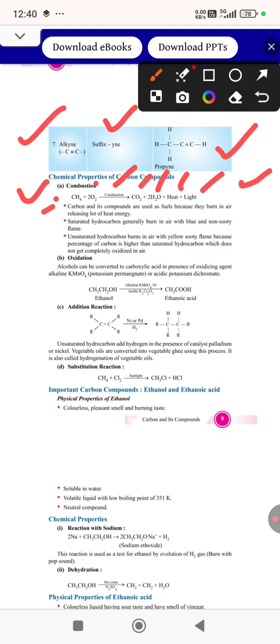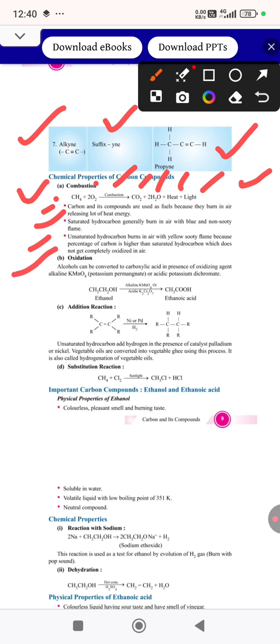Number 2, carbon and its compounds are used as fuel because they burn in air and release a lot of heat energy. Saturated hydrocarbons generally burn in air with a blue or non-sooty flame. Unsaturated hydrocarbons burn in air with a yellow sooty flame because the percentage of carbon is higher than in saturated hydrocarbons, which does not get completely oxidized in air.